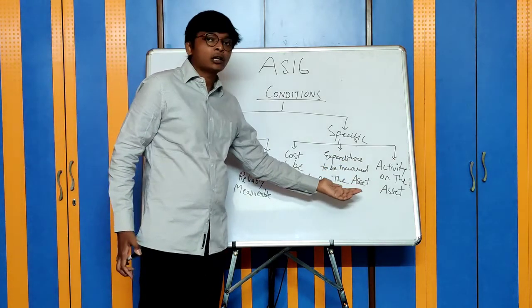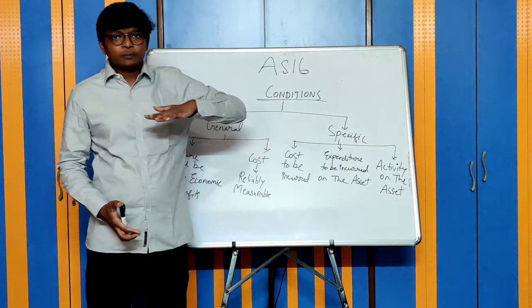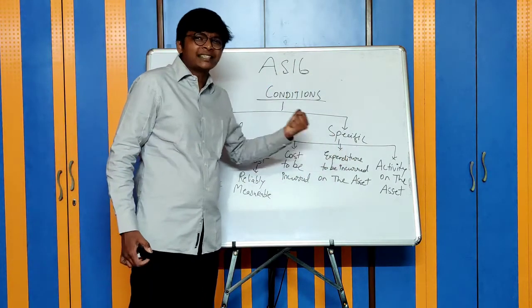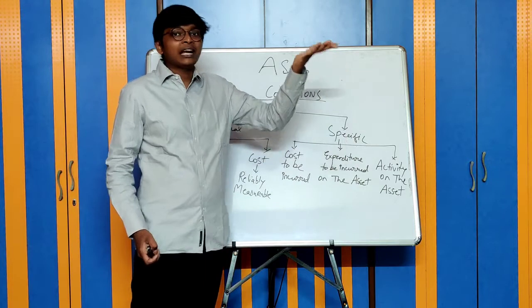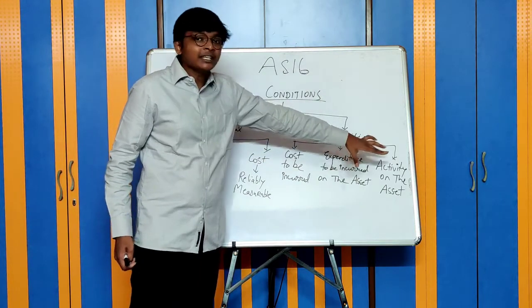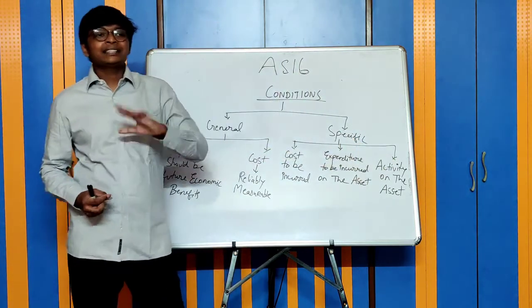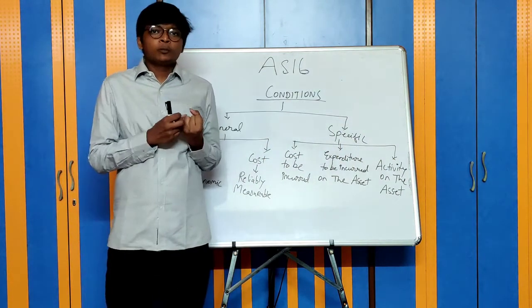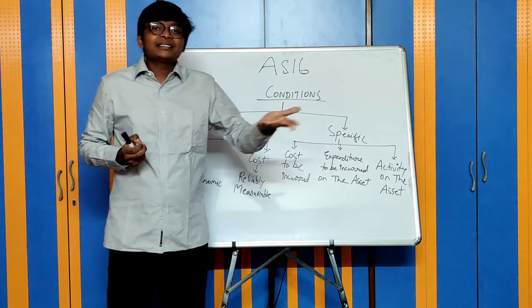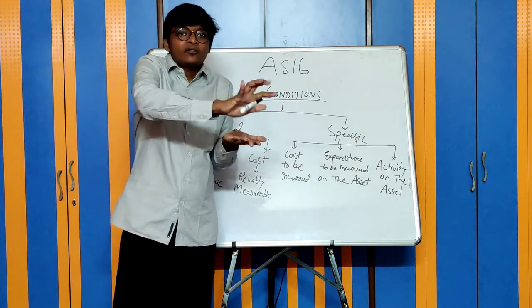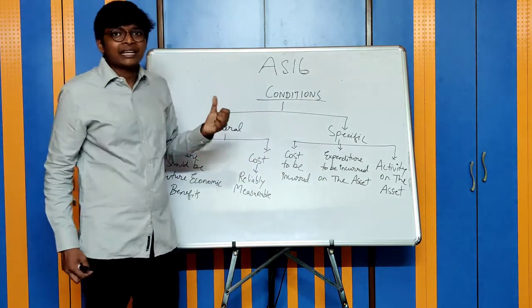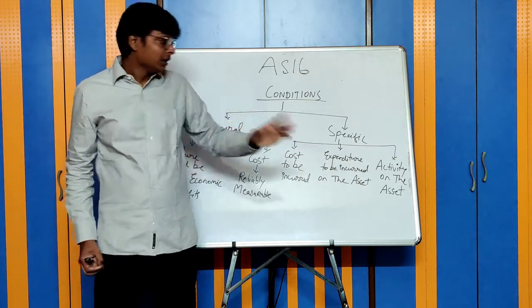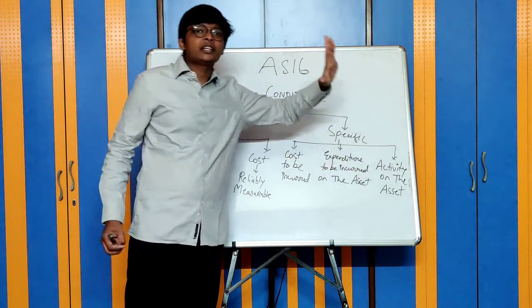Expenditure to be incurred on the asset. You need to spend expense on the asset. You need to purchase raw materials. You need to start construction. Activity should be there on the asset. Assume I purchased land and it is kept idle. Assume you borrowed 5 crores for purchasing land and the land is kept idle for 5 years. Interest on the loan, can I capitalize? No. There has to be some activity on the asset.